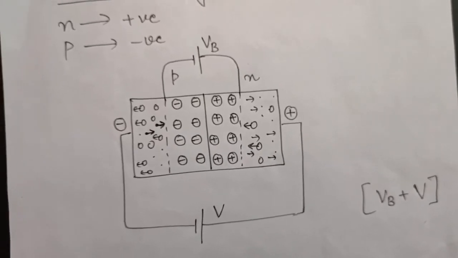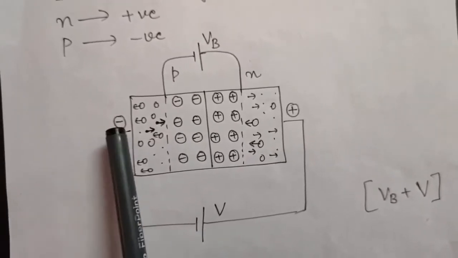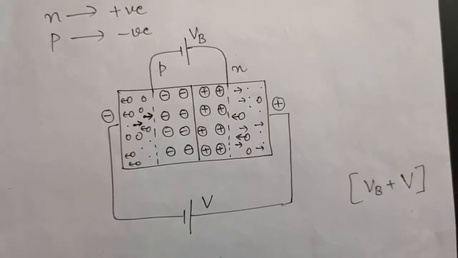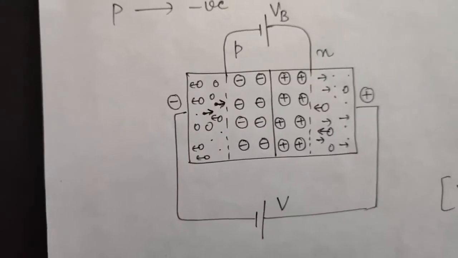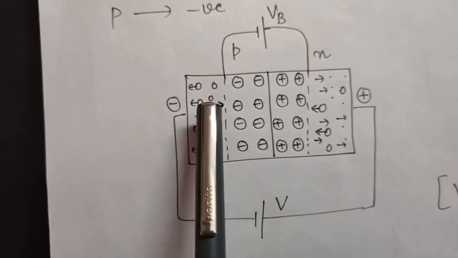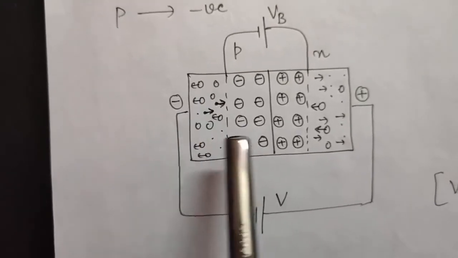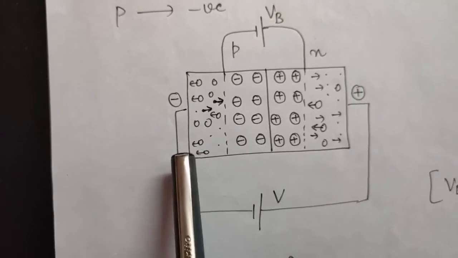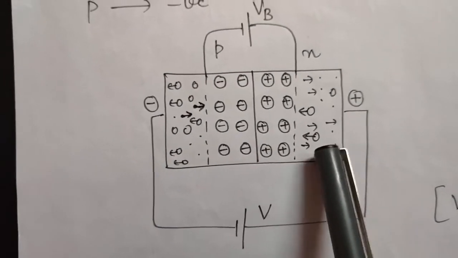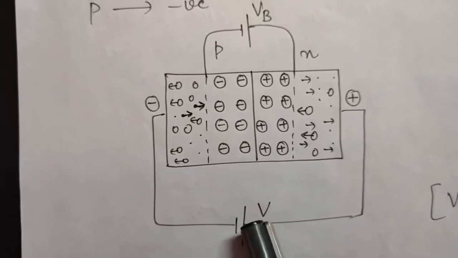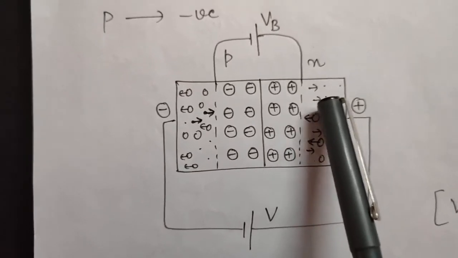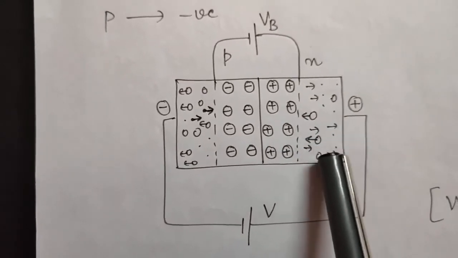Now what will happen, see here is a negative terminal and again as you know there are holes in majority in P type and holes are positive. So holes will get attracted to this negative terminal. So in this case, holes will start moving away from the junction, that is, they will start moving towards the negative electrode. Similarly, there will be electrons in n-type, so therefore there will be attraction between electrons and this positive terminal. So the electrons, as you can see, will start moving in this direction.